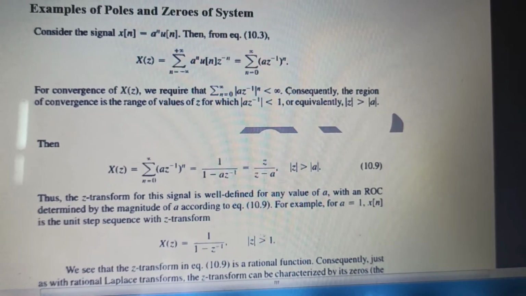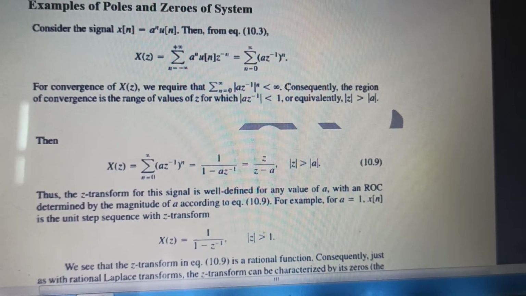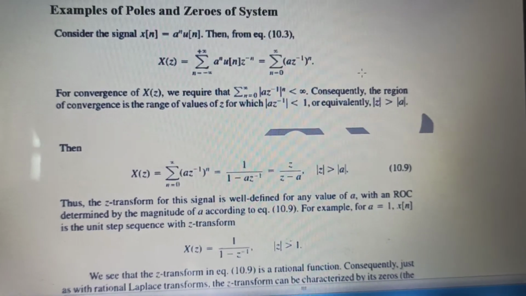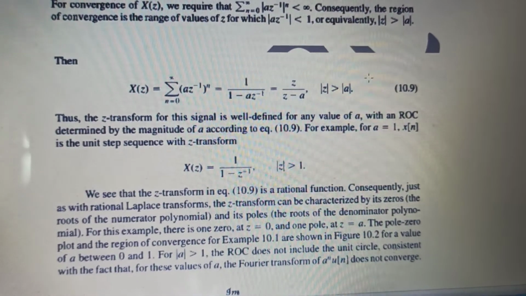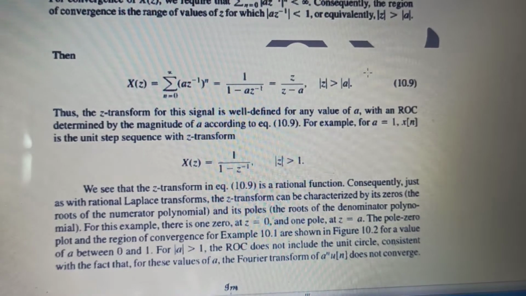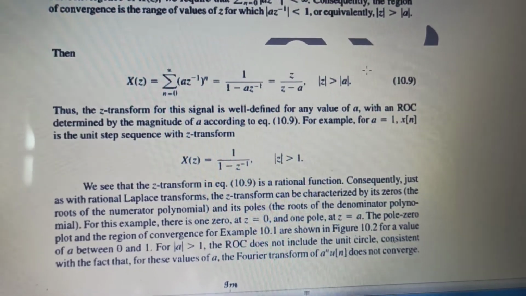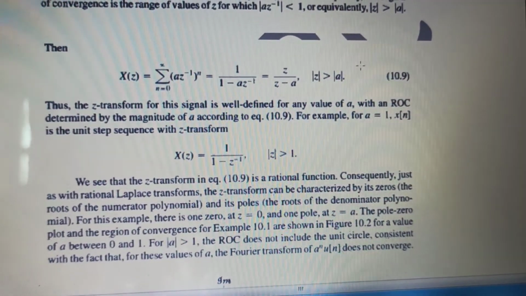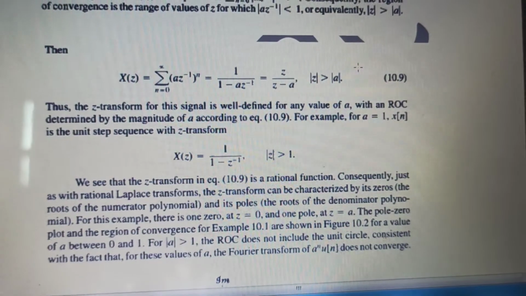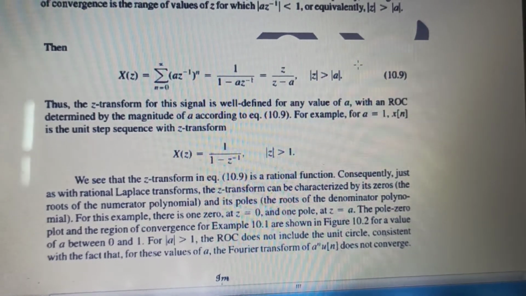Now as mod of z is greater than mod of a, X(z) becomes 1 upon 1 minus az inverse. The formula is 1 upon 1 minus az inverse, that is X(z). So we can do one more thing. If we substitute a equals 1, this will become 1 upon 1 minus z inverse. That's it. Now this will become 1 upon 1 minus z inverse.